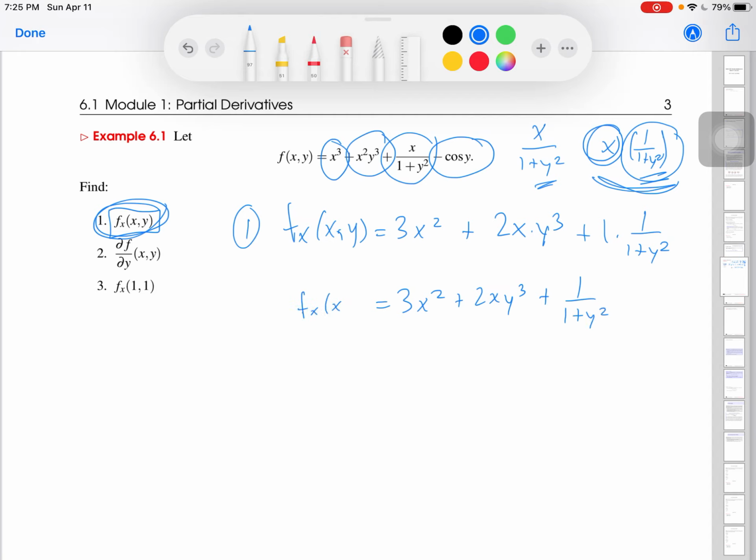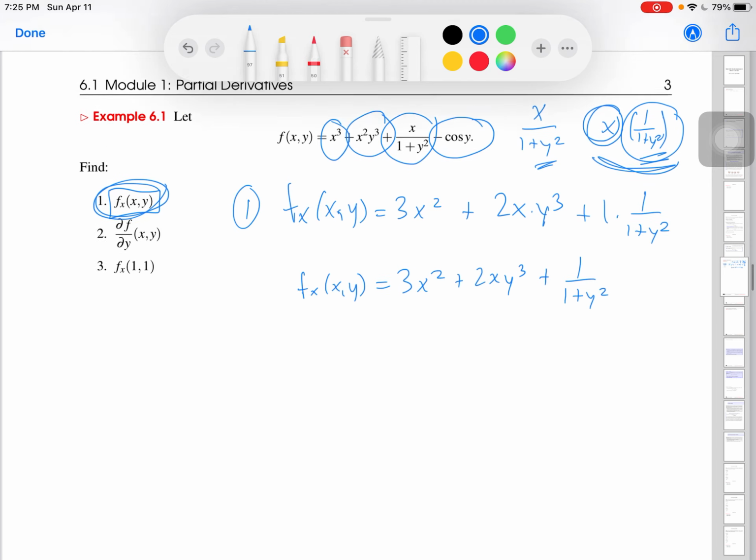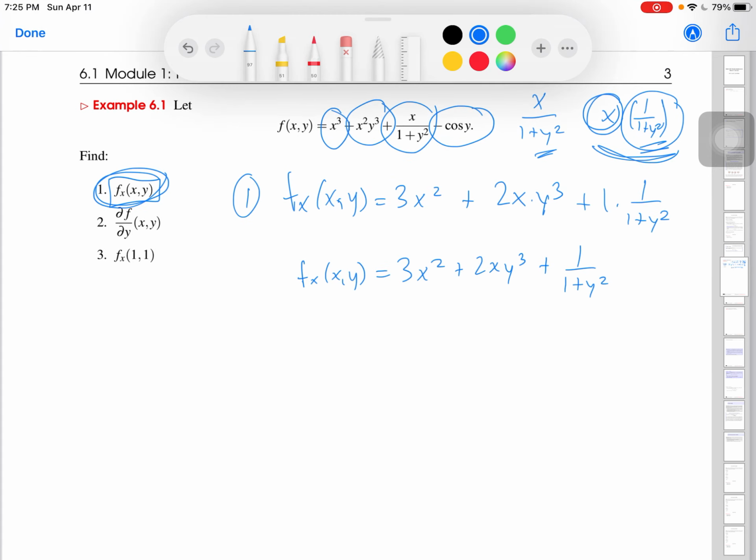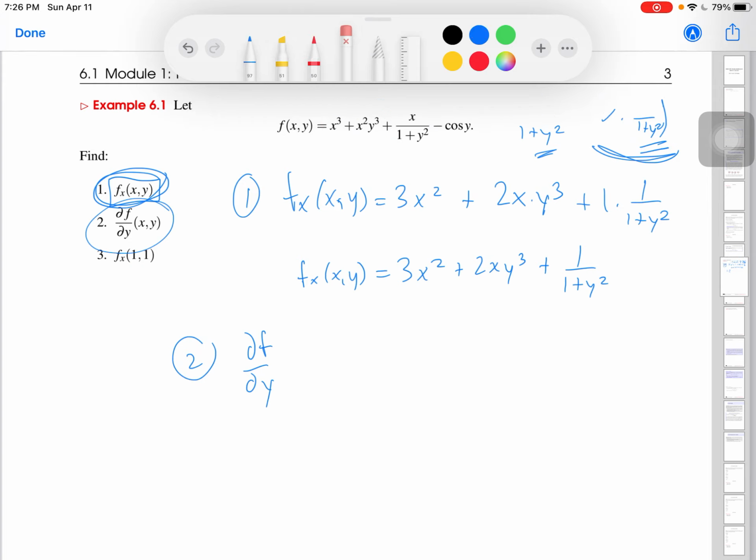Again, it will take some time and lots of practice. So I definitely encourage working through the practice problems to do this. Let's look at number 2. So how about del f, del y? This is the partial derivative of f with respect to y now, not x.